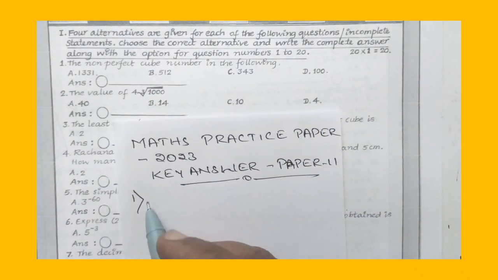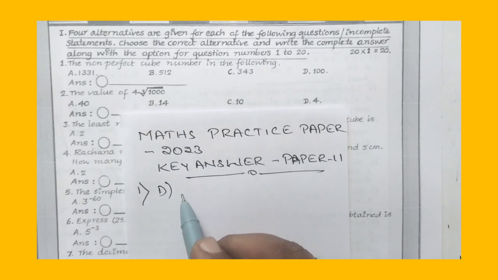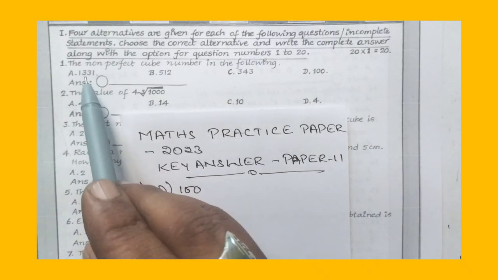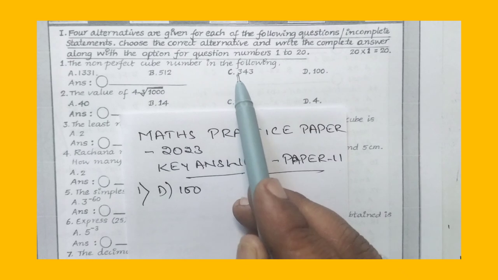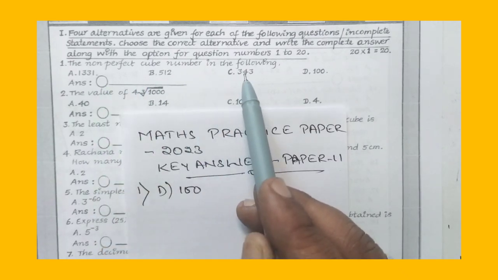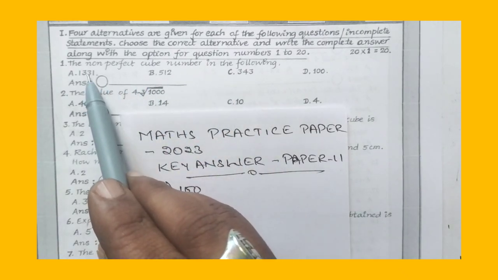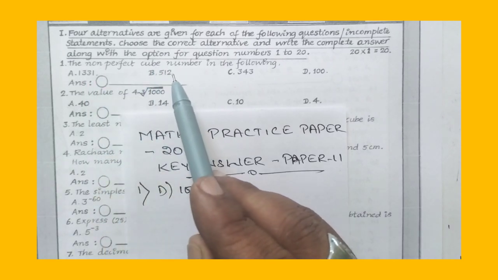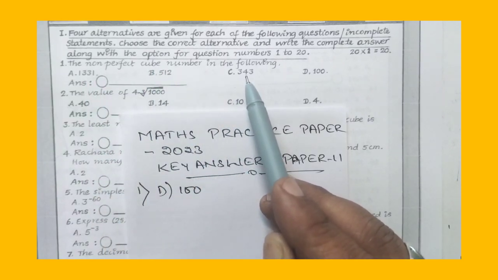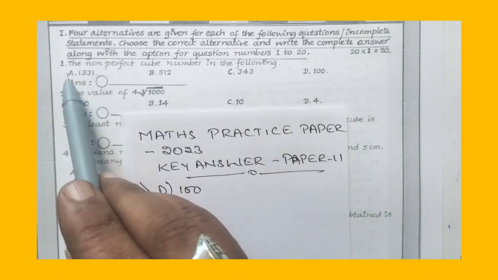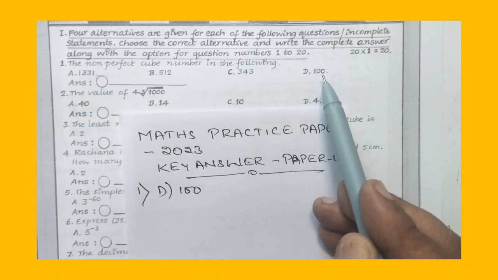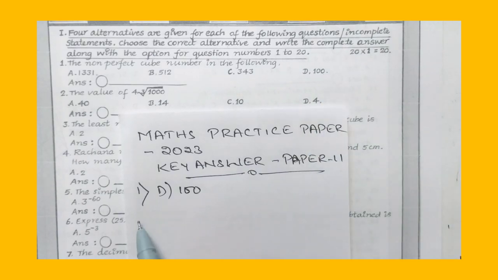So the right answer for the first question is option D, 100, because A, B and C are perfect cubes. If you multiply 11 three times, we will get this one. If you multiply 8 three times, we will get this one. If you multiply 7 three times, we will get this one. Therefore, these three are perfect cubes and 100 is not a perfect cube. So the answer for the first question is option D, 100.